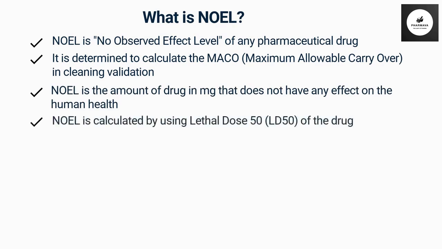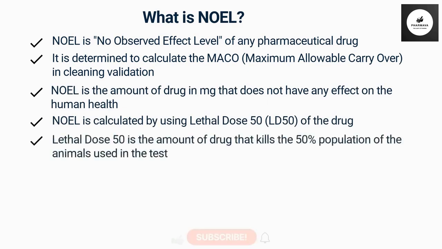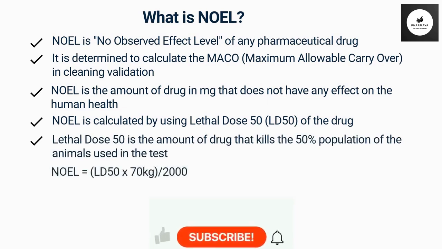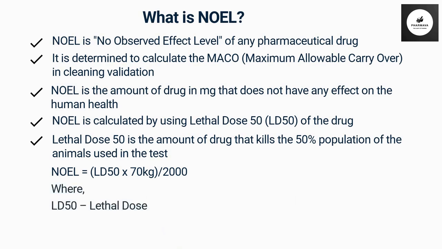NOEL is calculated by using lethal dose 50, LD50, of the drug. Lethal dose 50 is the amount of drug that kills 50% of the population of the animals used in the test. NOEL equals LD50 multiplied by 70 kg, divided by 2000, where LD50 is the lethal dose, 70 kg is the average adult weight, and 2000 is a constant.